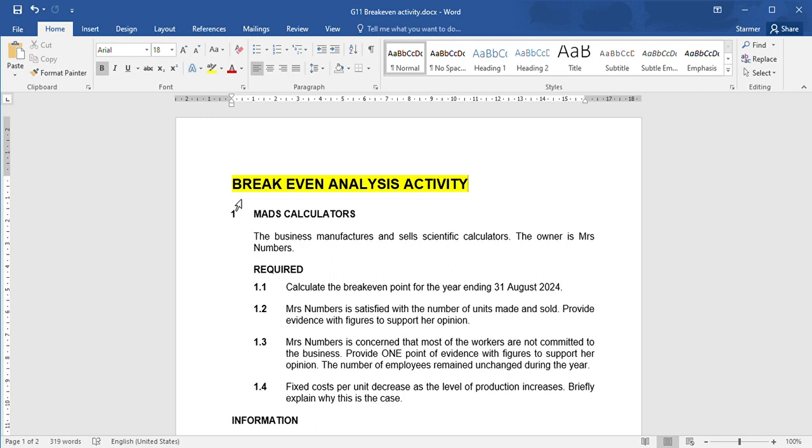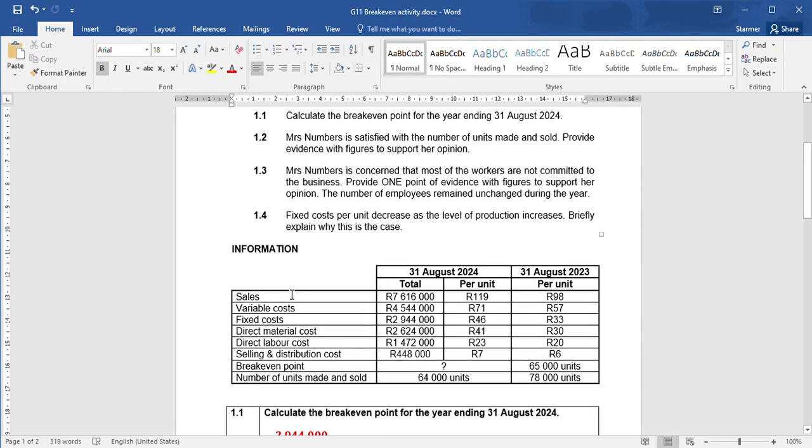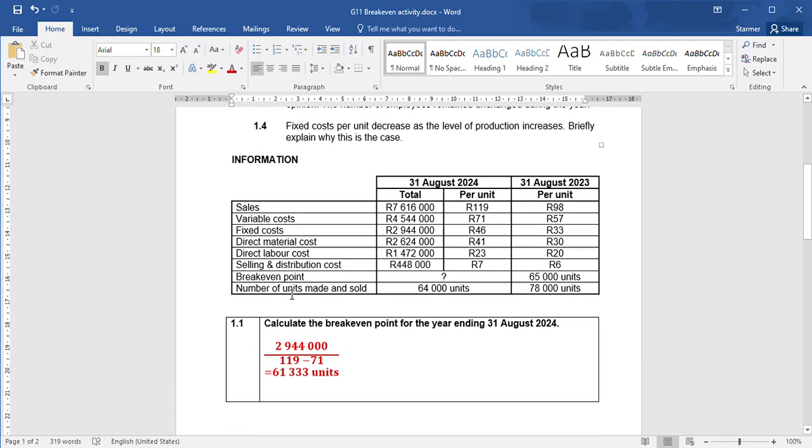The final video for this topic of production is an activity on break-even analysis. They tell you that the business manufactures and sells scientific calculators, the owner is Mrs. Numbers, and then you're required to do certain things. The first thing is to calculate the break-even point for the year, and there's the information that you're given.